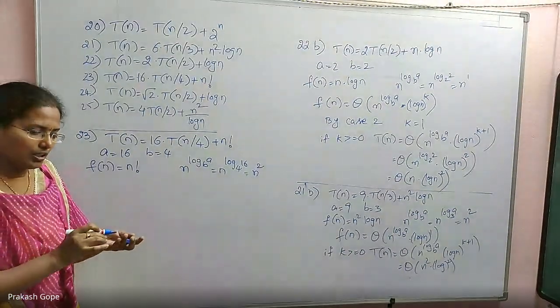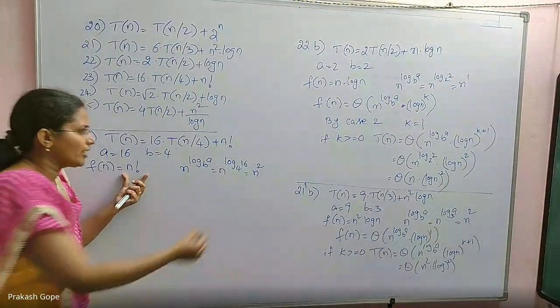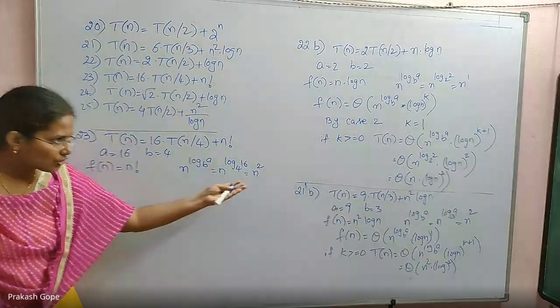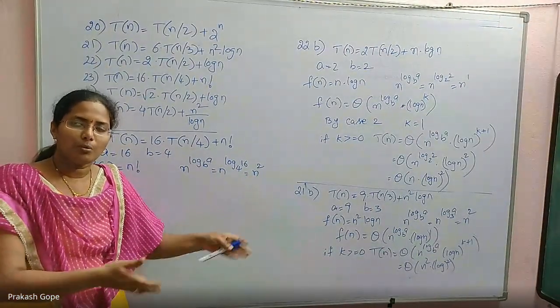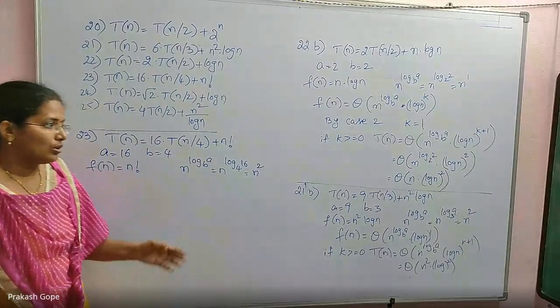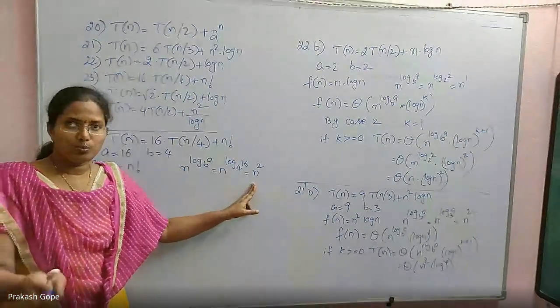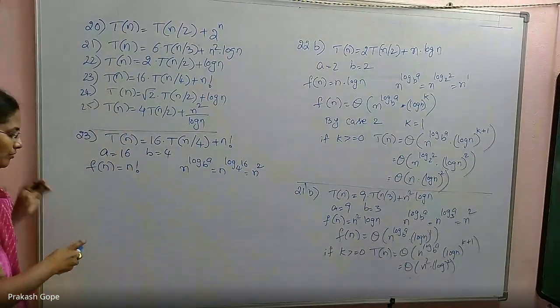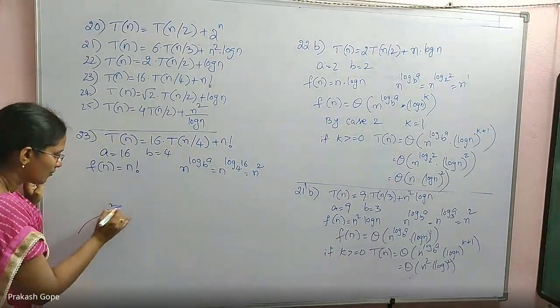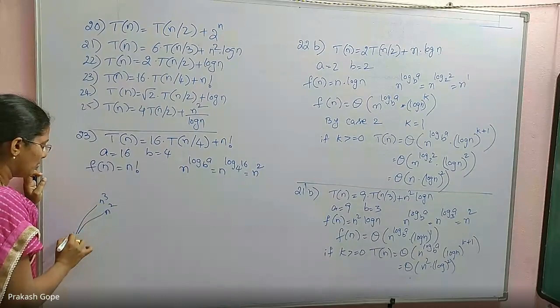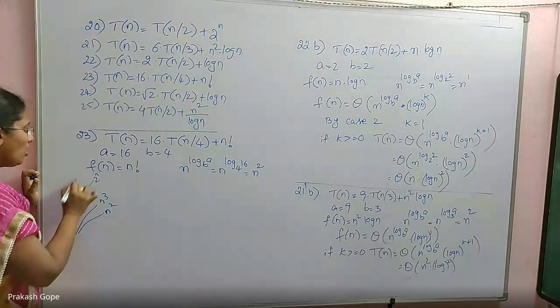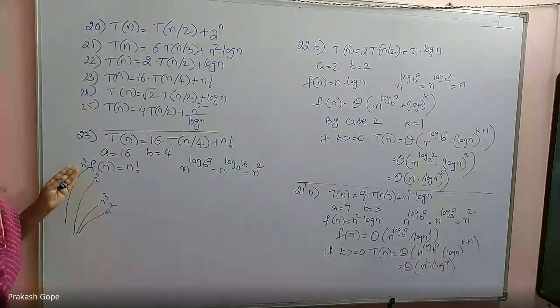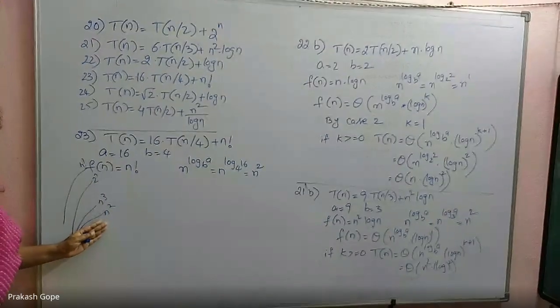Now, which case does it come to? You just observe these two values, n factorial and n square. This is just a polynomial. Even in polynomial, the degree is just 2. It is much less than 2 power n itself, and n factorial is much greater than 2 power n. See, this is n square, n cube, on top of it 2 power n, and on top of it n factorial, which means n factorial is much greater than n square.